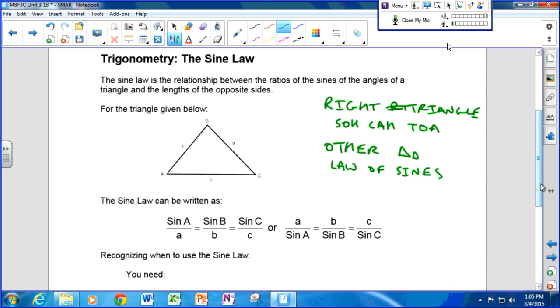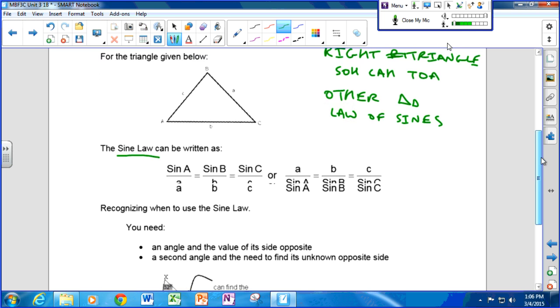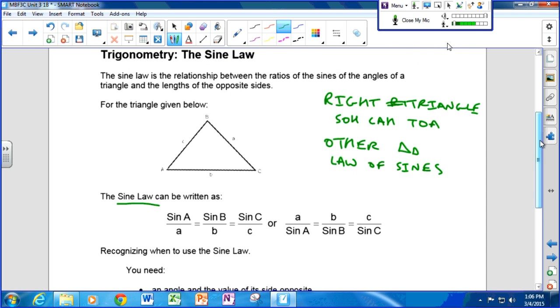Now, it's called the law of sines. It's also called the sine law. Unfortunately, our text kind of flips between them, and I call it the sine law, actually. So we'll just understand it's called the sine law or the law of sines. Doesn't really matter. So the sine law basically is a ratio.